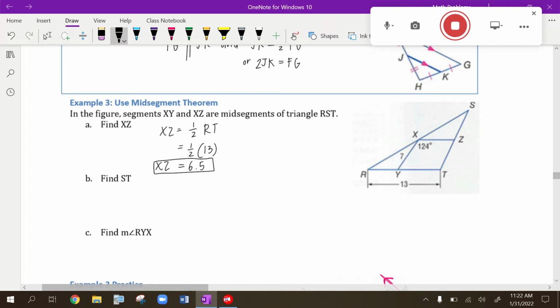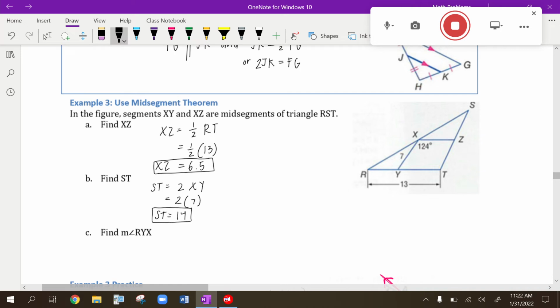It wants us to find ST. That's this segment here. I know ST is parallel to this midsegment, XY, and it would also be twice the length of the segment XY. So let's write that down. ST equals 2 times XY. So if XY is 7, that means ST must be 14.